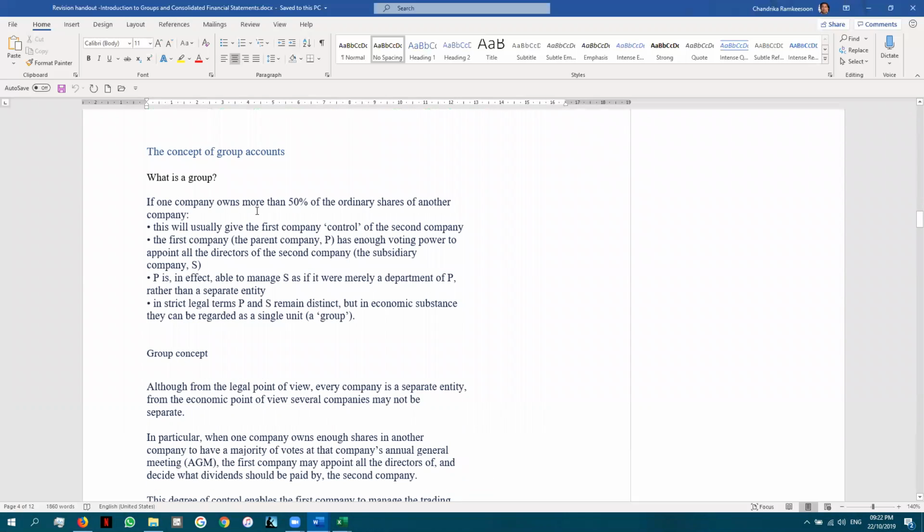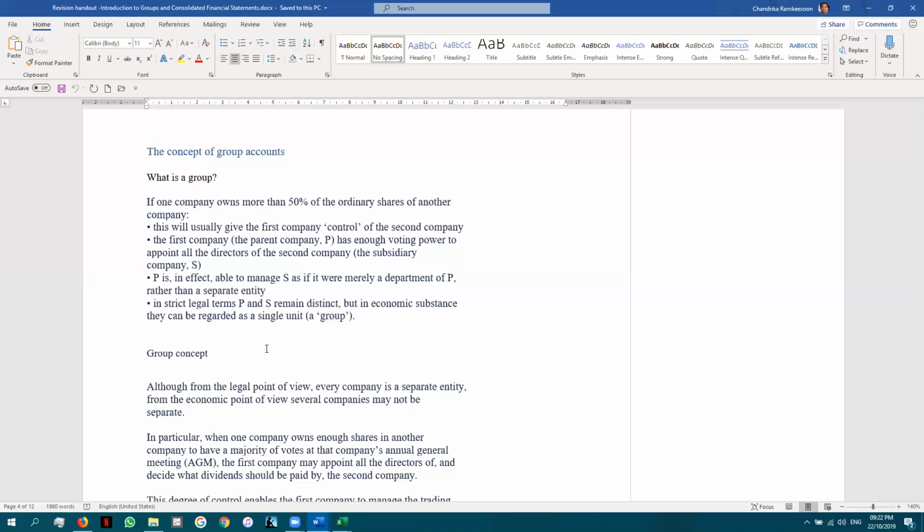What is a group? If one company owns more than 50%, this will usually give the first company control of the second company. The first company, the parent, has enough voting power to appoint all the directors, and so forth. Parent is in effect able to manage S as if S was merely a department of parent rather than a separate entity because it has control. In strict legal terms, though, P and S remain distinct, but in economic substance, they can be regarded as a single unit. Remember, legally, there is no single entity, so to speak, with P and S. Legally, they are two separate entities.